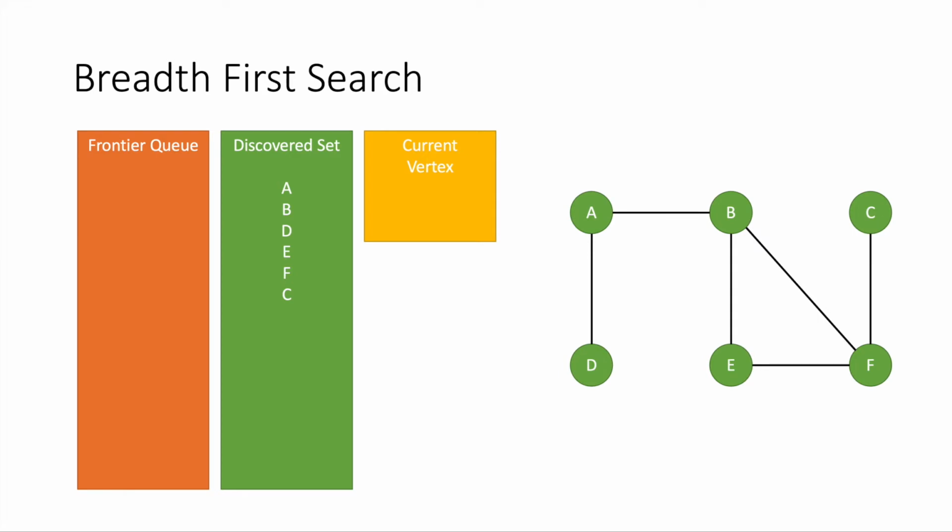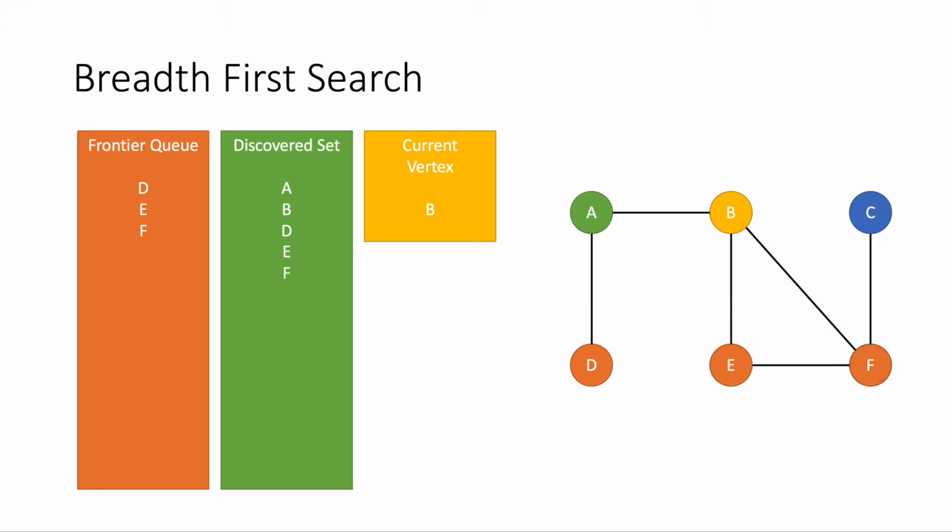Let's look at the whole process one more time. Again, we start by adding the starting vertex to the frontier queue and discovered set. We visit the front vertex in the frontier queue, A. We discover A's undiscovered neighbors. We visit the next item in the frontier queue, B. We discover B's undiscovered neighbors.